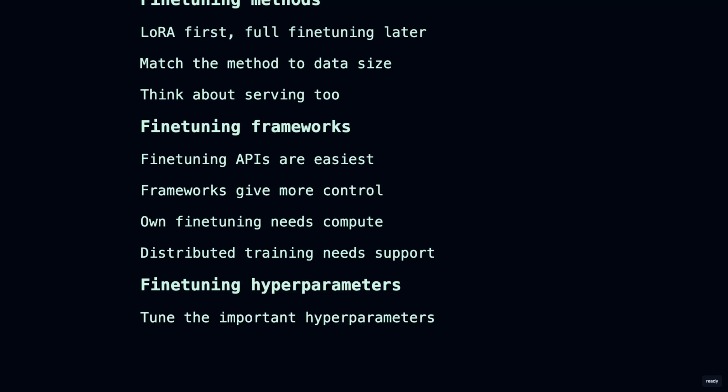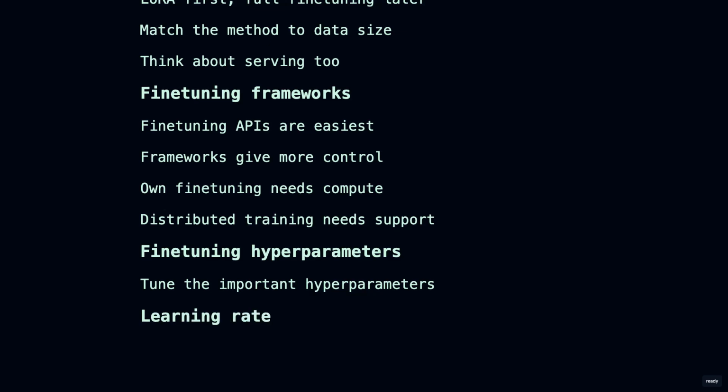The exact best settings depend on the model and the framework, so always check their documentation. Here, we'll focus on the hyperparameters that most often matter in practice. We'll start with the learning rate, because it is one of the most sensitive controls in training. Too much or too little can easily make the run ineffective.